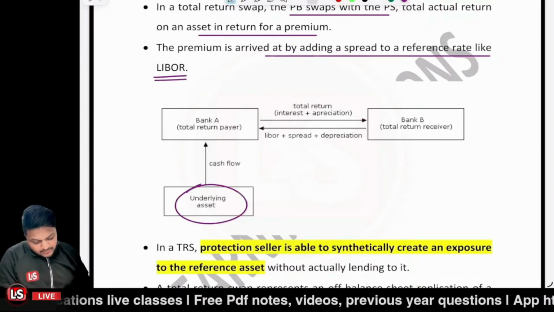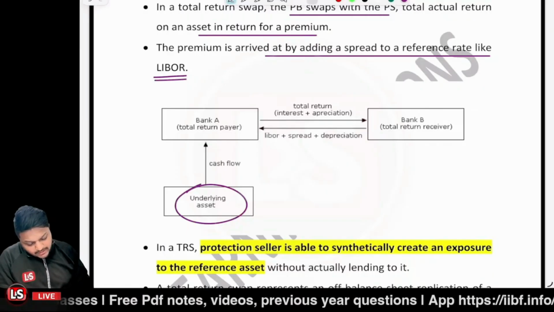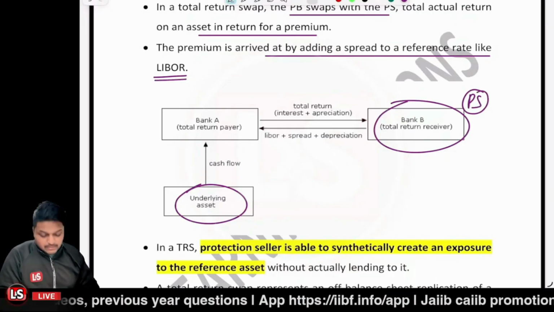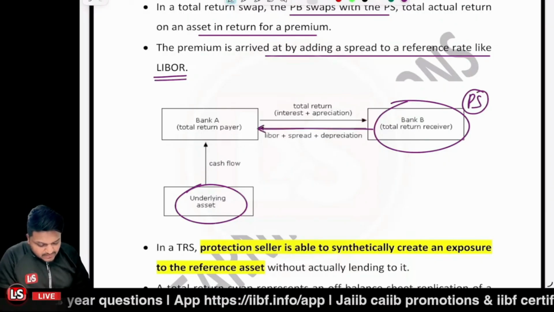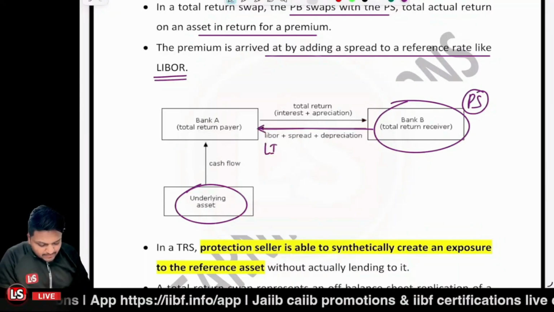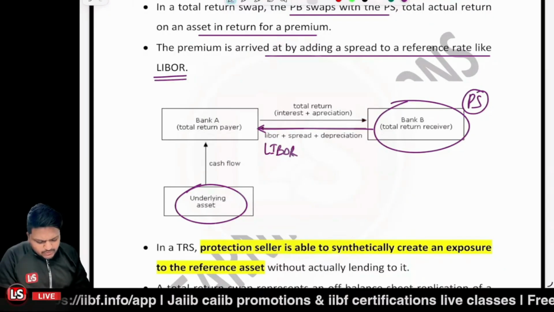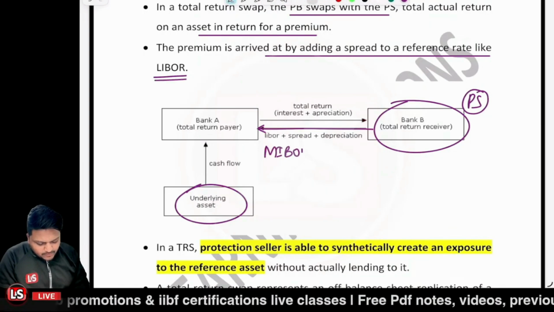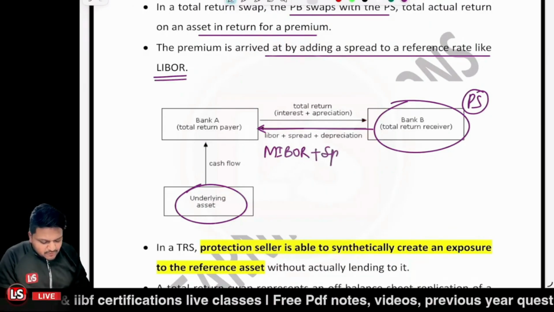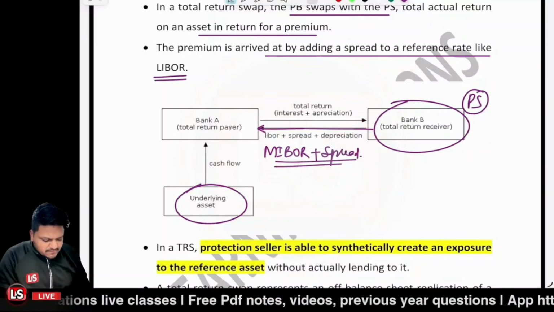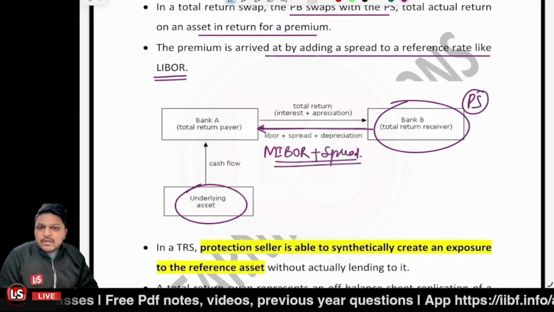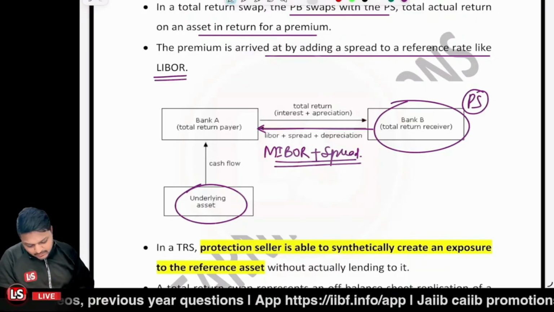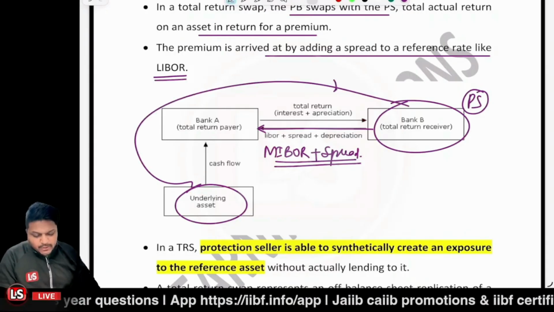And further, the protection seller is going to give a fixed rate, let's say based upon LIBOR, that is London Interbank Offer Rate, which is not in use that much now. Let's consider it to be MIBOR or SOFR, and some spread is fixed over it. That particular return will be paid by the protection seller to the protection buyer, and the total return is basically transferred to the protection seller.